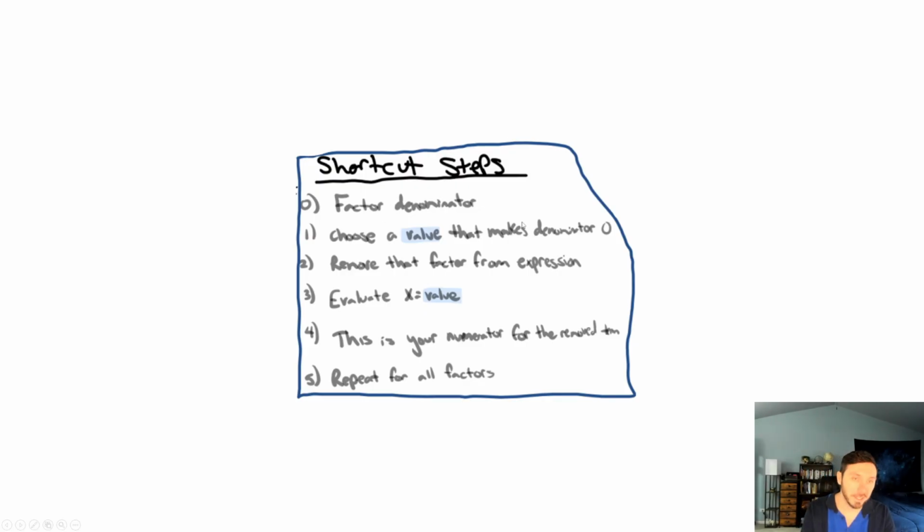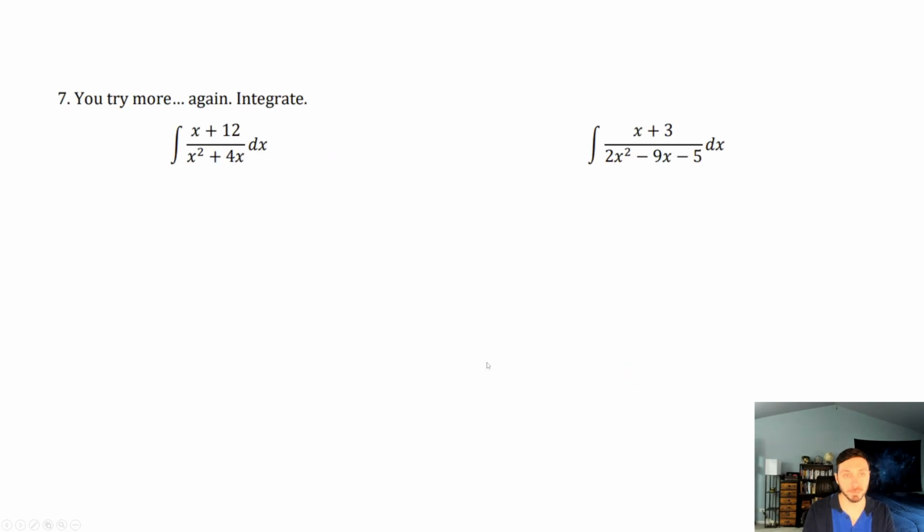You factor the denominator, choose a value that makes the denominator 0, remove that factor from the expression, and then evaluate that expression with that value in mind. It's your numerator of the removed term. So I'm going to show you that right now. First step, factorize this denominator, right? So you should get x times x plus 4.